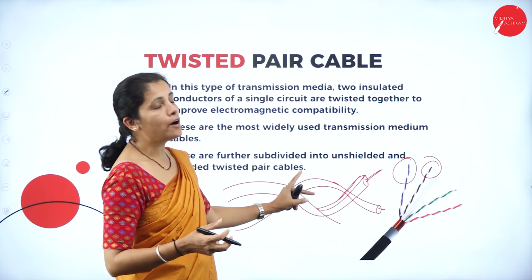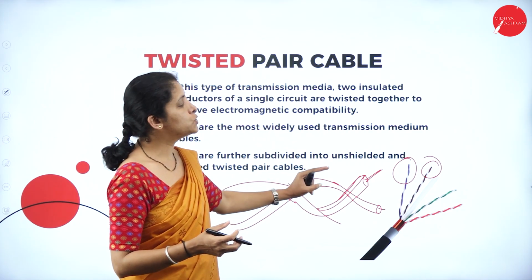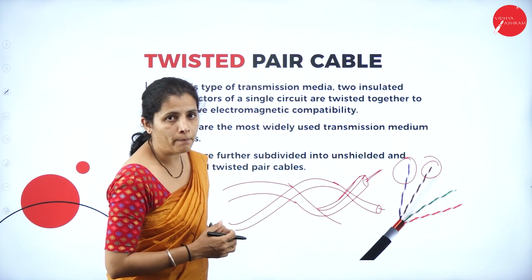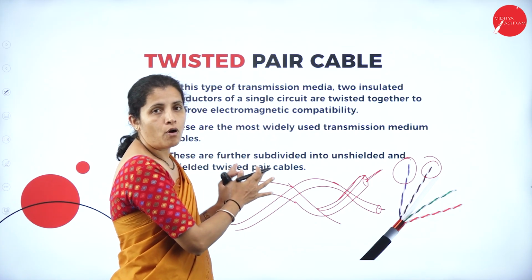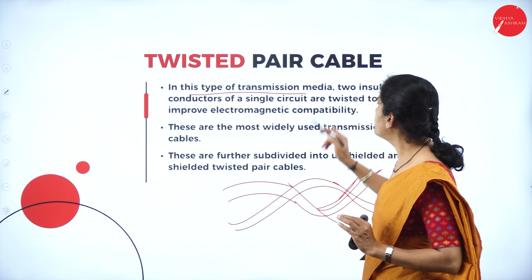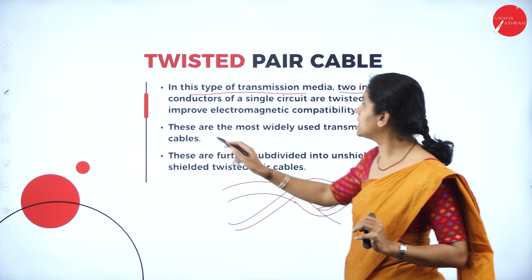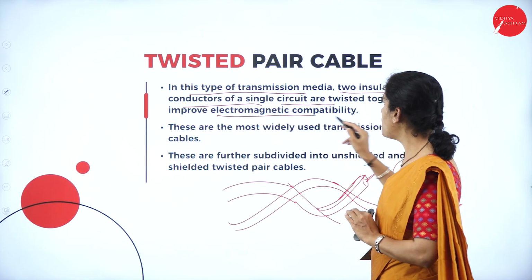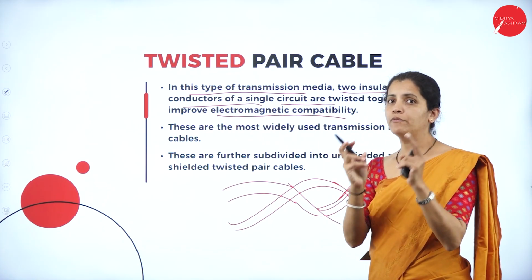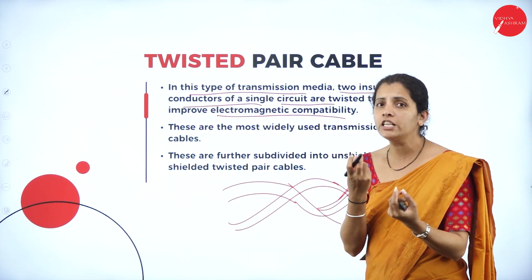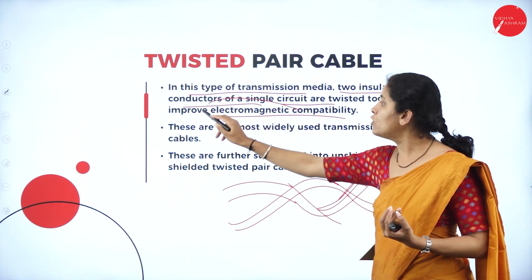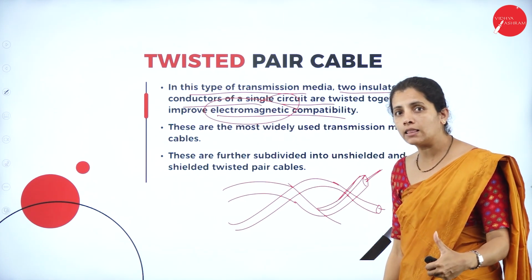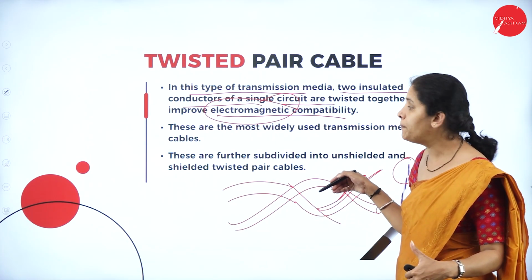Now, what is the need of having two wires here? One is used to carry the data. And what is the use of the other wire? It is mainly used for grounding purposes. So this is the example of guided media. In this type of transmission media, two insulated conductors of a single circuit are twisted together to improve electromagnetic capability. So dear student, I have two wires and I twist them together in order to improve the electromagnetic capacity. One wire carries the data and the other is responsible for grounding.